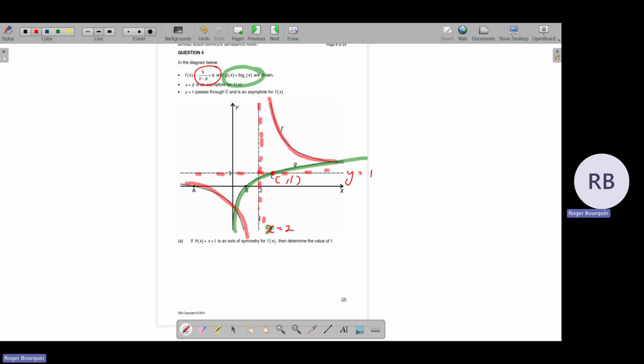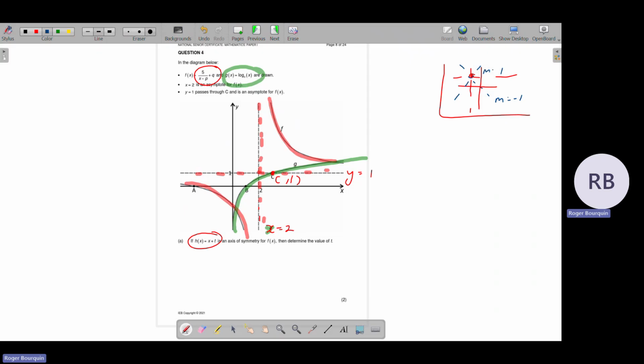The first question says, if h of x is equal to x plus t is an axial symmetry for the hyperbola, then determine the value of t. So what is your key idea with axial symmetries of the hyperbola? Where do they always pass through? They always pass through the intersection of the asymptotes. There are always two. One has a gradient of -1 and the other has a gradient of 1.